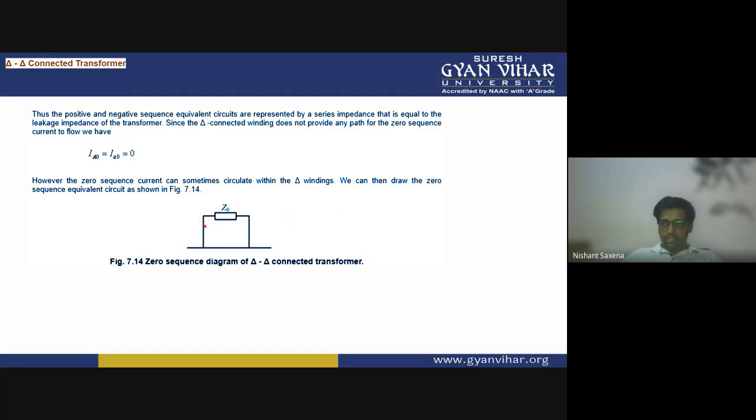That means when the delta is there, we will be having a short between the phase and the neutral, a short between both the primary and secondary sides. So in this way, basically, we define the delta-delta connected transformer.